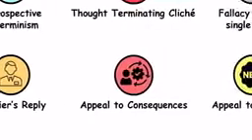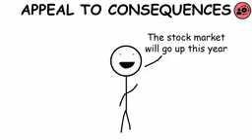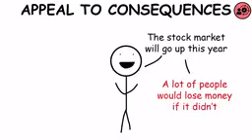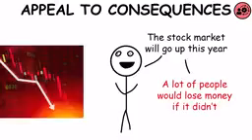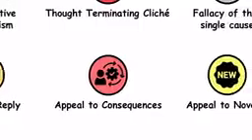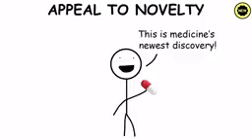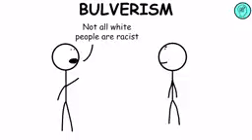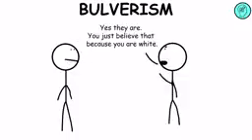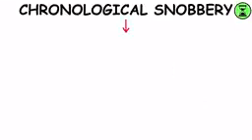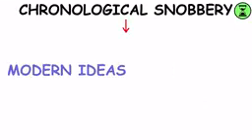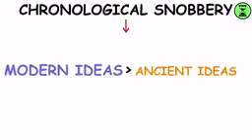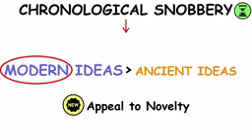Appeal to consequences. It's an argument that concludes a hypothesis to be either true or false based on whether the premise leads to desirable or undesirable consequences. Appeal to novelty. It happens when a proposal is claimed to be superior or better solely because it is new or modern. Bulverism. It is the assumption and assertion that an argument is flawed or false because of the arguer's identity. Chronological snobbery. Chronological snobbery considers modern ideas superior to those from earlier ages just because they are modern. It's a form of appeal to novelty.